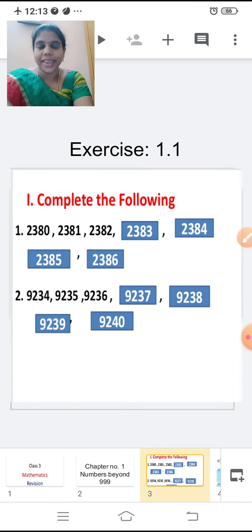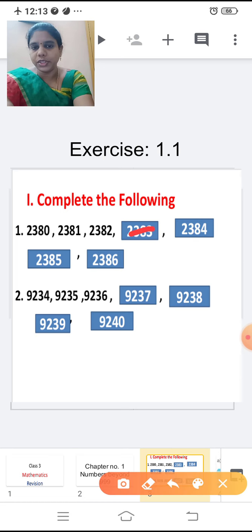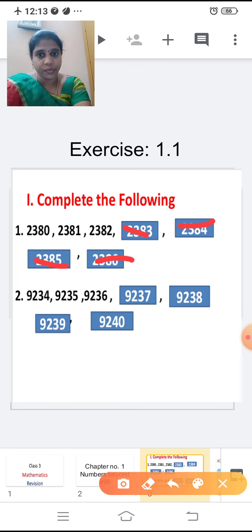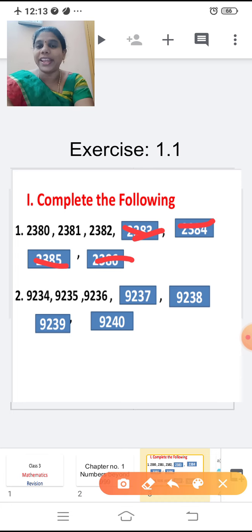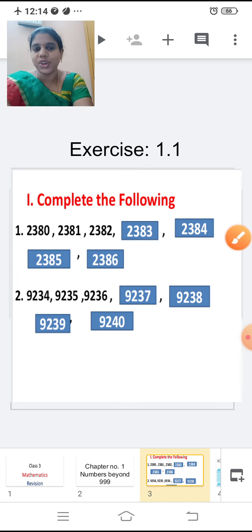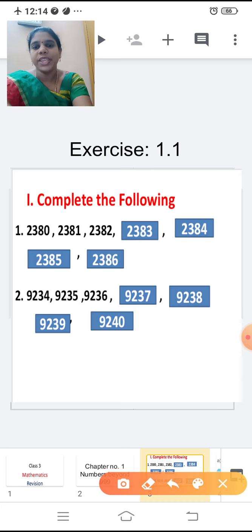Yes. First one, exercise number 1.1. Complete the following. This you're going to complete it. Shall we? So first sum is 2380, 2381, 2382. Now tell me, children, what number will come after 2382? Yes, 2383.